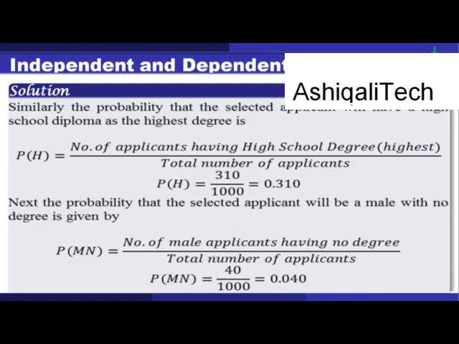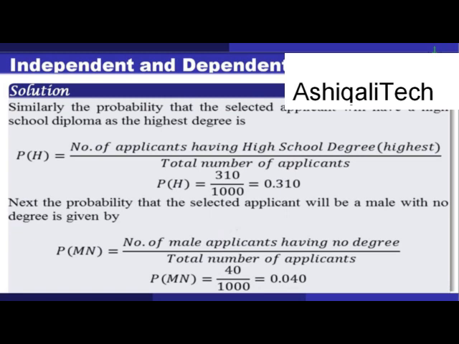Dear students, similarly the probability that the selected applicant will have a high school diploma as the highest degree is given by probability of H, and it will be the number of applicants having high school degree divided by the total number of applicants. Since the number of applicants having high school degree is 310, we get probability of H is equal to 310 divided by 1000, so it will be equal to 0.310.